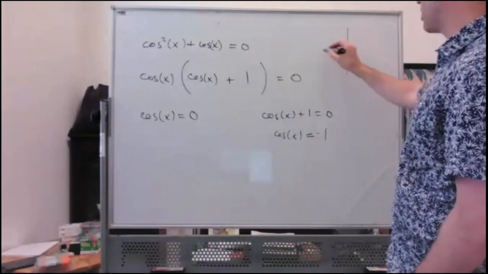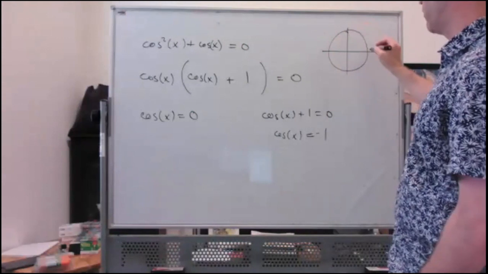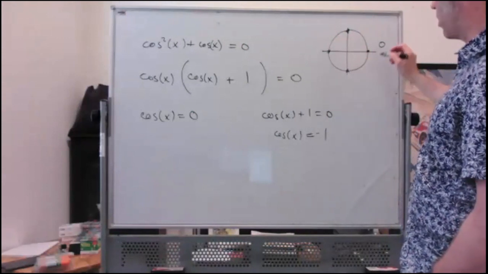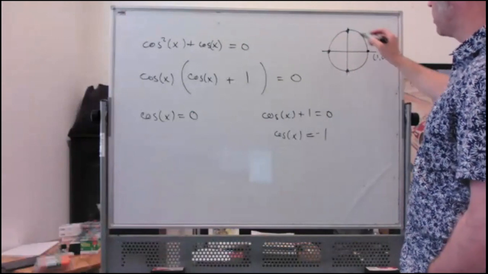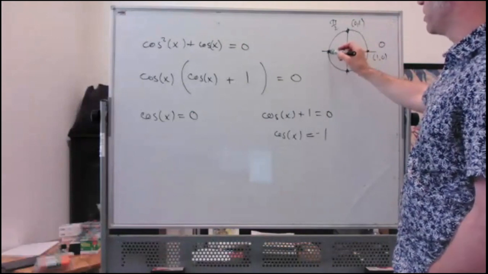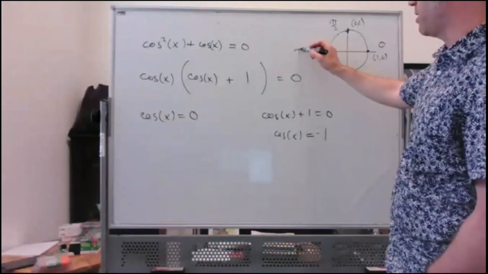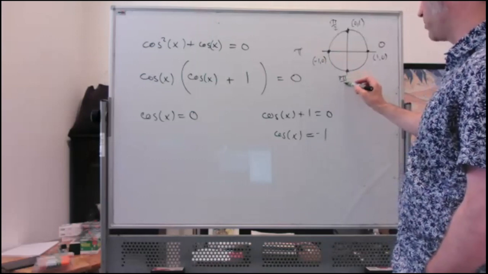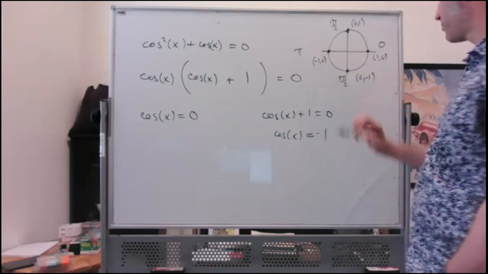So we draw the unit circle with the 4 points on it. Here at 0, we have the point (1, 0). Here at an angle of pi over 2, we have the point (0, 1). Here at an angle of pi, we have the point (-1, 0). And at 3 pi over 2, we have (0, -1).